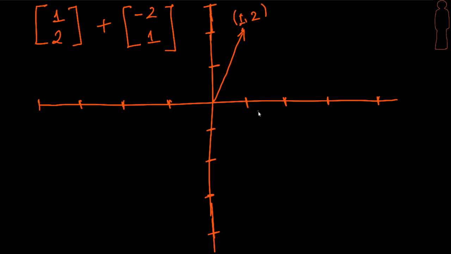Let's now draw (-2, 1). Minus 2 is here, minus 2 on the x-axis, and then 1 up. So here. So this is my second vector, which is (-2, 1).